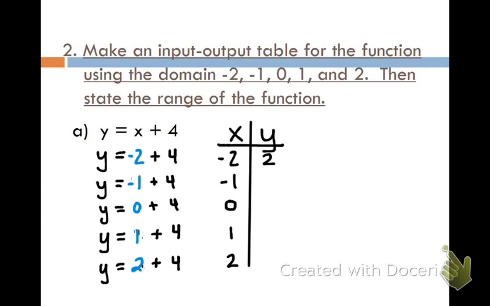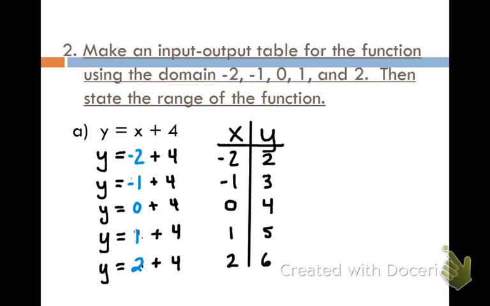Let's do the next one. Kayla, negative 1 plus 4. 3. Sherelle, 0 plus 4. 4. Shikari, next one. 5. Last one, Addison. 2 plus 4. Oh, 6.